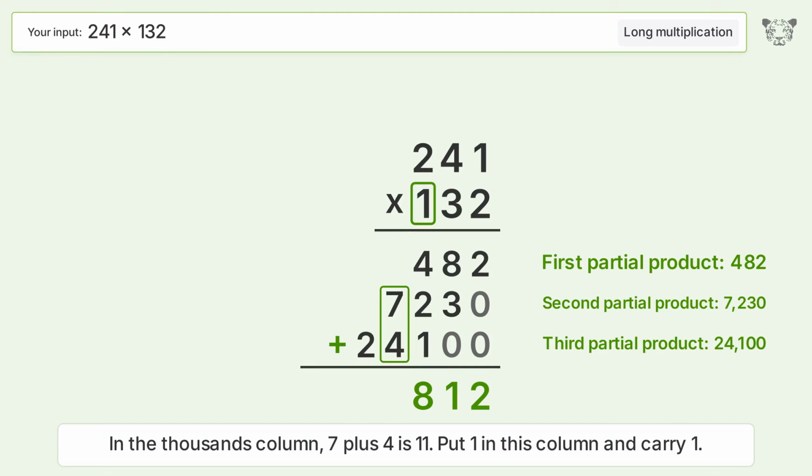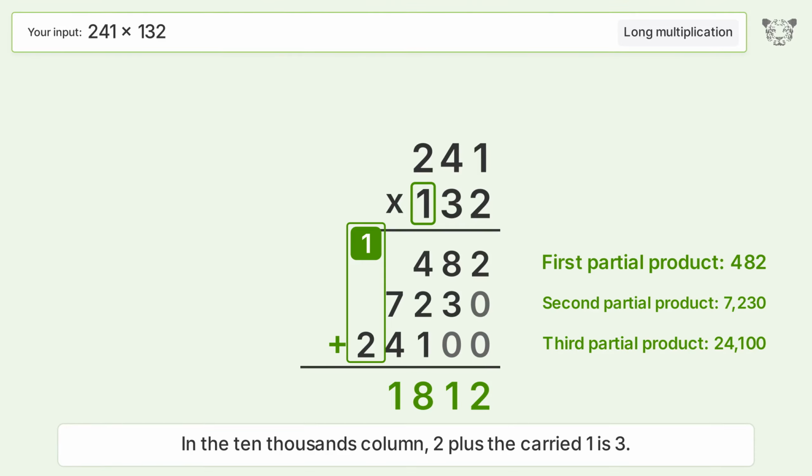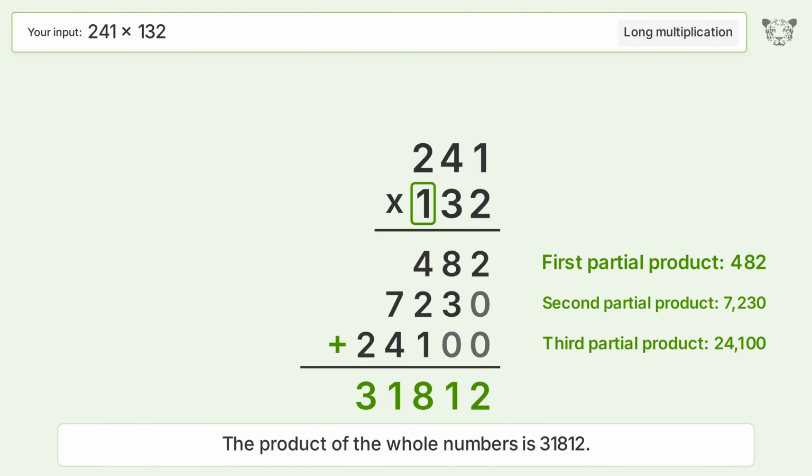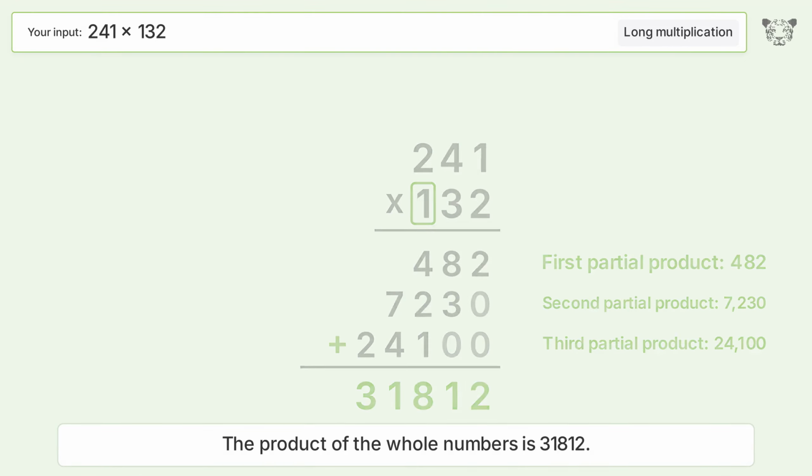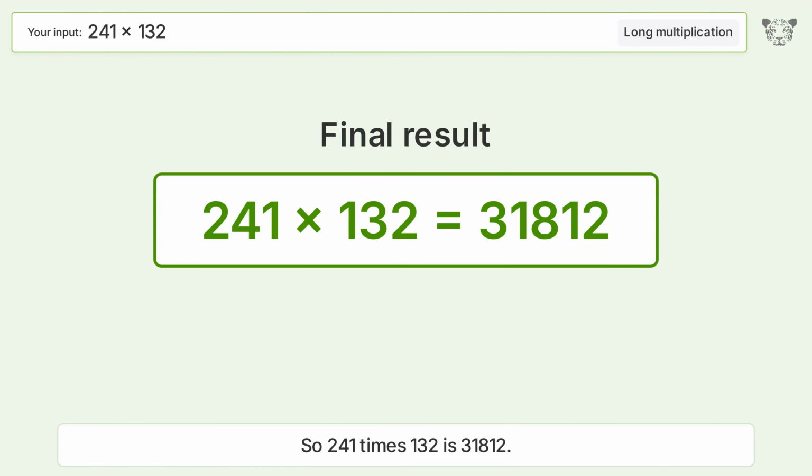In the thousands column, 7 plus 4 is 11. Put 1 in this column and carry 1. In the 10,000s column, 2 plus the carried 1 is 3. The product of the whole numbers is 31,812. So 241 times 132 is 31,812.